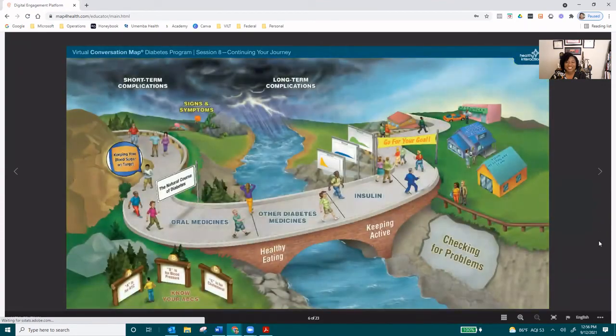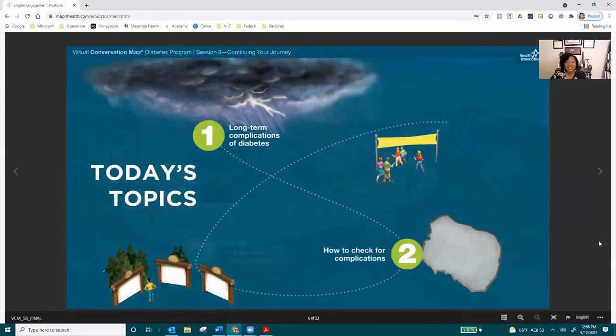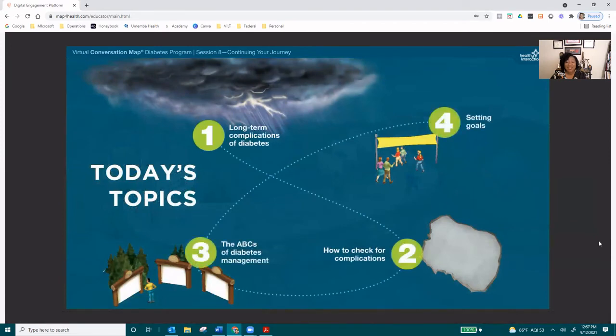And lastly, for session 8, continuing your journey, using the same conversation map from session 7. Now we talk about long-term complications of diabetes, how to check for complications, the ABCs of diabetes management, and again, setting goals that can help you be successful in the long term when it comes to managing your diabetes.